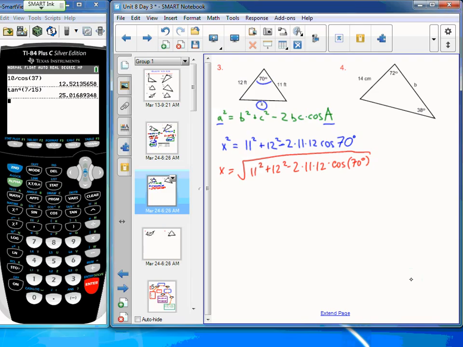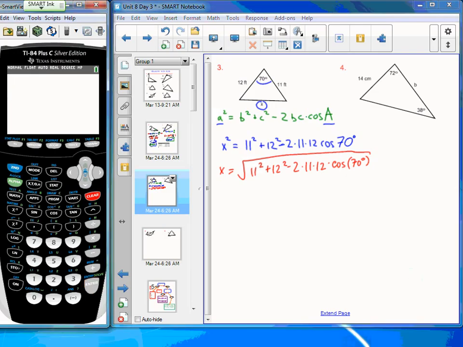And we'll see what our calculator says for that. So the square root of 11 squared plus 12 squared minus 2 times 11 times 12 times cosine of 70 degrees. Close angle. Close radical. Voila! About 13.22. Raise your hand if you had 13.22 feet. 13.22 feet. Way to go, you guys. Awesome work.